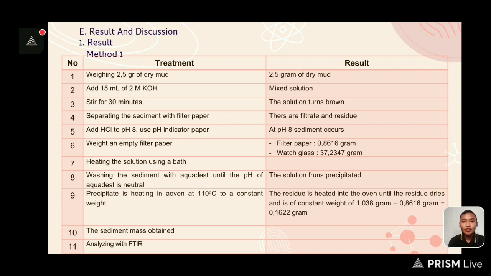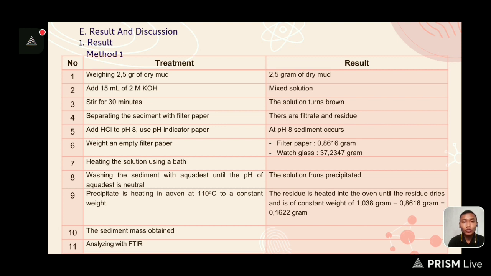Next, result and discussion. Method 1 treatment: weigh 2.5 gram of dry mud. Result: 2.5 gram of dry mud. Add 50 milliliters of 2 mol KOH. Result: mixed solution. Stir for 30 minutes. Result: the solution turns brown. Separate the sediment with filter paper. Result: filtrate and residue are obtained.